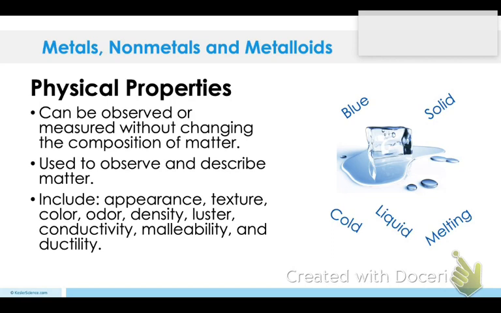Alright, so physical properties can be observed or measured without changing the composition of matter. So solid, liquid, ice, blue, melting, those are your physical properties. It's used to observe and describe matter, including the following: appearance, texture, color, odor, density, luster, conductivity, malleability, and ductility. Go ahead and pause here if you're still writing this down.